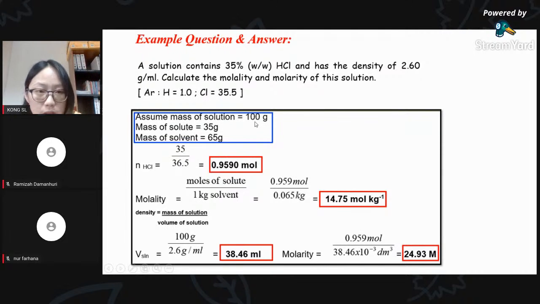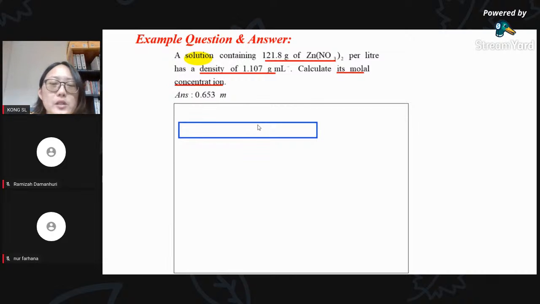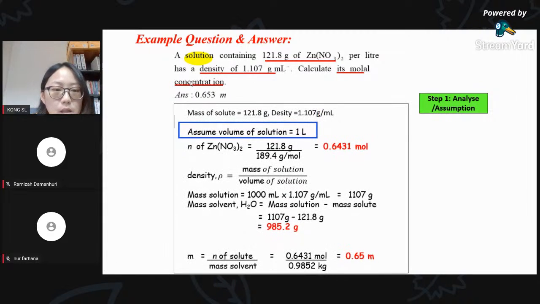But for the next question, it is not in percentage. If the question is not in percentage, the easiest way is to assume 1 liter or 1 kilogram, depending on the question. In this case, I will assume the volume of the solution is 1 liter. So the density is given, and I can find out the mass of solution, 1107 gram. And then the mass of solute is given, 121.8. A solution containing 121.8 gram of zinc nitrate here refers to the mass of solute. So I can find out the mass of solvent.